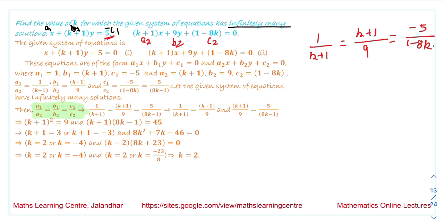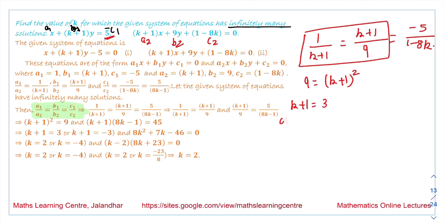Now we have to solve these two equations. So on considering the first two, we get 9 is equal to (k plus 1) square. So we are saying k plus 1 is equal to 3 or k plus 1 is equal to minus 3. So we get k is equal to 2 or k is equal to minus 4. This is from the first two equations.